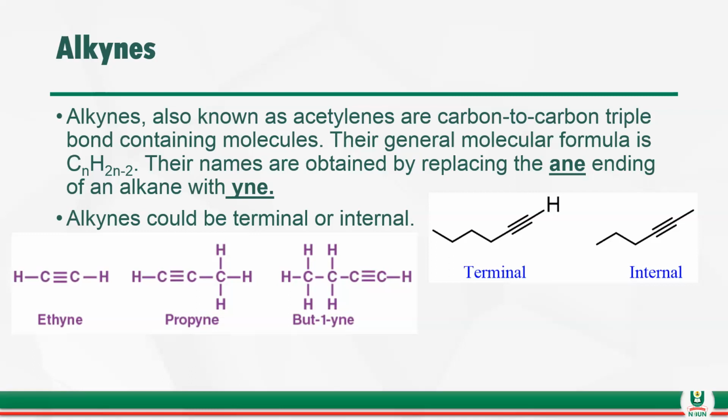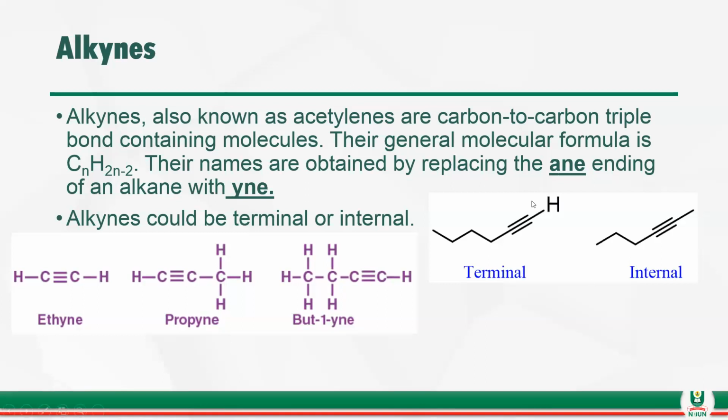Just like alkenes, alkynes can be terminal or internal. A terminal alkyne is an alkyne whose triple bond is at position 1, while an internal alkyne is an alkyne whose triple bond could be at position 2, position 3, position 4, position 5, and so on, but not position 1. So these are the two major types.